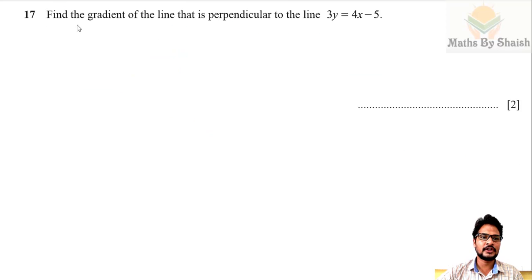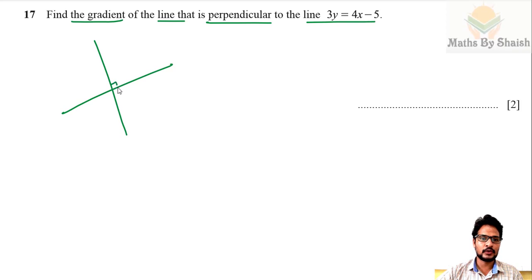Here's the 17th question. Find the gradient of the line that is perpendicular to this line. So we know if we have two lines perpendicular to each other, and one line has gradient m, the gradient of the perpendicular line would be the negative reciprocal, that is -1 upon m. So first of all, we'll find the gradient of the line, and for that we compare with y equals mx plus c, where m is the gradient of the line.